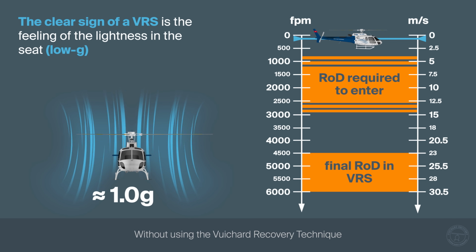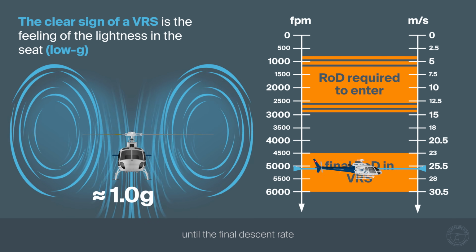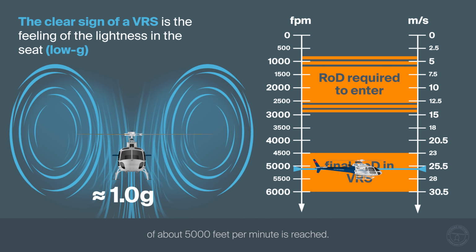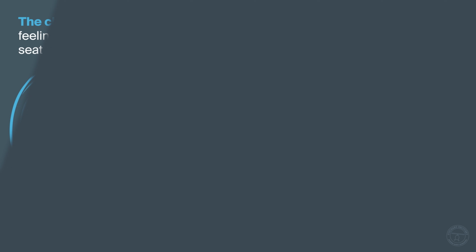Without using the Vuichard recovery technique, the G meter would read about 0.5 G until the final descent rate of about 5,000 feet per minute is reached, and then it would read 1 G again.